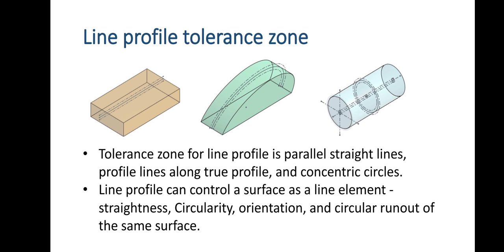The tolerance zone for line profile is as in the first picture. It is two parallel straight lines along the true profile, and then concentric circles as in the third figure. The line profile, as a surface element, controls straightness and circularity. See, what is line profile controlling? Straightness as in the first figure, circularity as in the third figure, orientation as in the middle figure, and then circular runout, in fact, of the same surface.